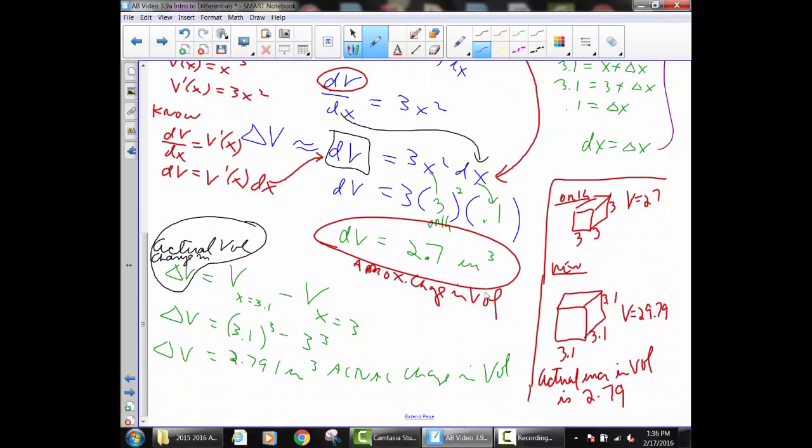Okay, so this is just a picture of what it looked like. Here was the original cube with its volume of 27. Here's the new cube with its volume of 29.79. That's the actual increase in the volume.